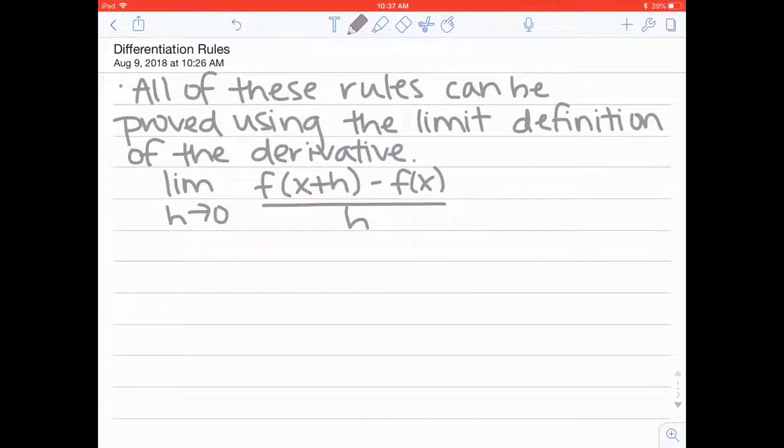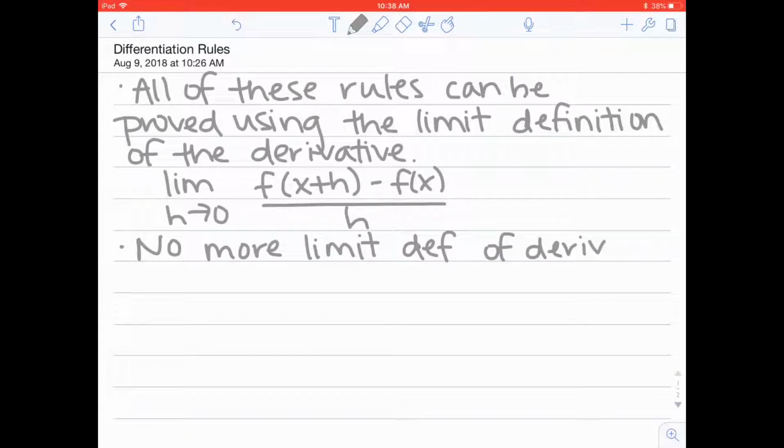So we've been doing this process every time, and now we're going to say we can use these shortcuts, and the one exception to using these shortcuts is when they ask us specifically to use the limit definition of the derivative. So if they ask us to use it, then we have to, but the rest of the time we'll be using the shortcuts. So we're going to say no more limit definition of the derivative, so we don't have to use that process unless we are asked to do so.